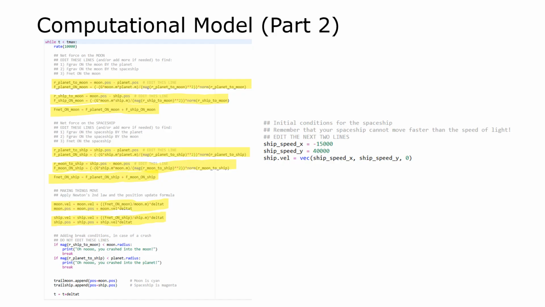Alright, so here's the code for part 2 of the lab, and as you can see, first you had to calculate F net on the moon due to the ship and the planet, then you had to calculate F net on the ship due to the moon and the planet, and then using Newton's second law, we would update the moon's velocity and position, and then the ship's velocity and position to get a nice orbit. Now, we would change the initial speed in the x and y direction to get a figure-8 orbit, but that was deemed to be almost impossible, so our orbit was then just affected by both the moon and the planet instead of being in a figure-8.